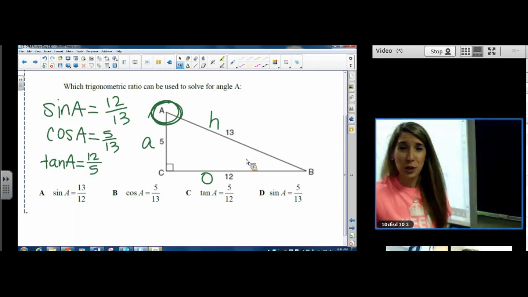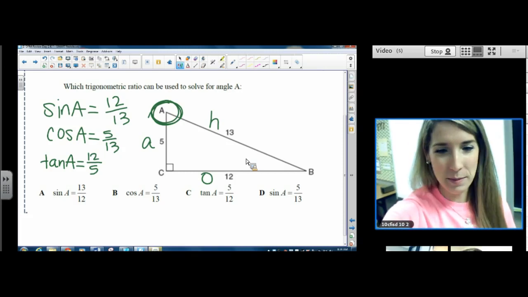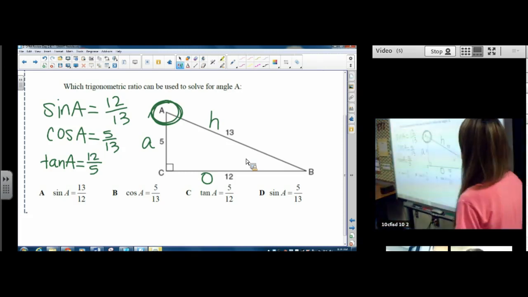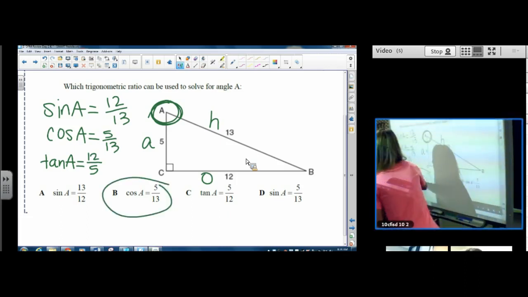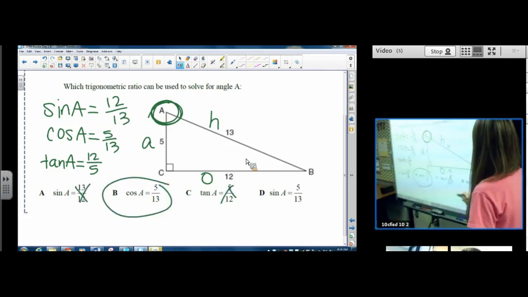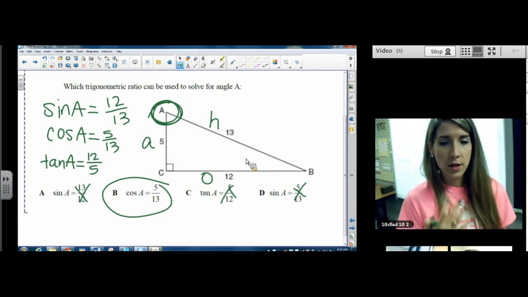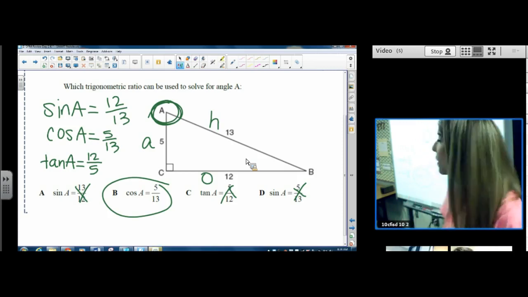So I guess you could just set up all three and then see which one of those matches your answer choices. What is it? B. Very good. So all of these, they got that ratio incorrect. They used the wrong numbers, or it's the reciprocal, and so on and so forth.